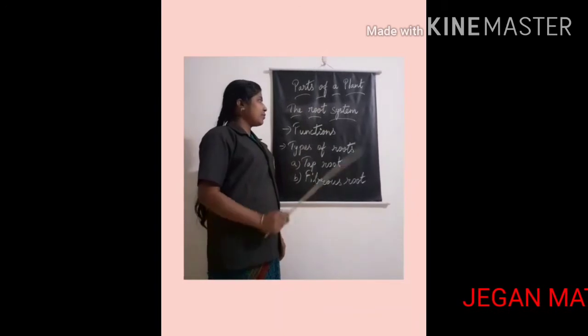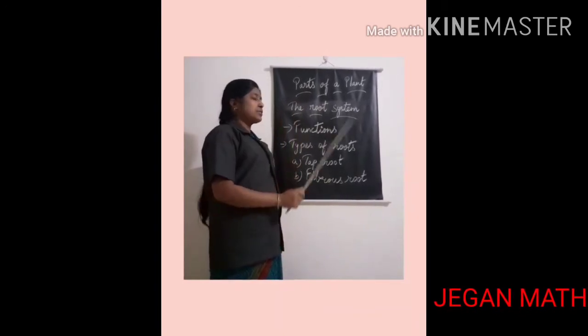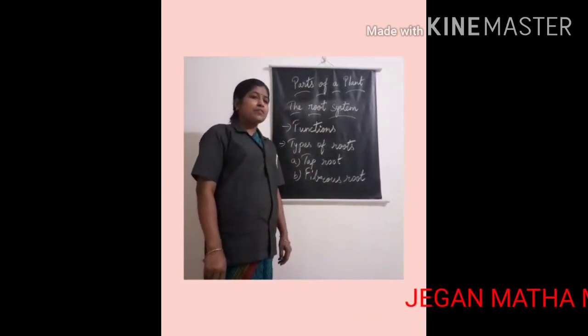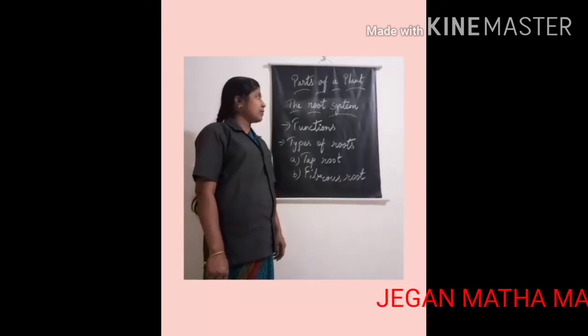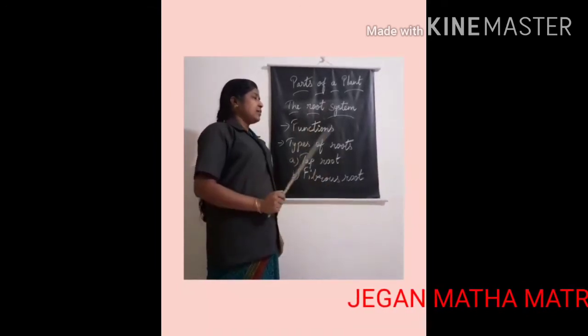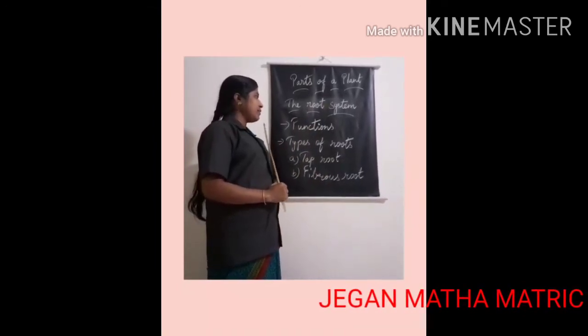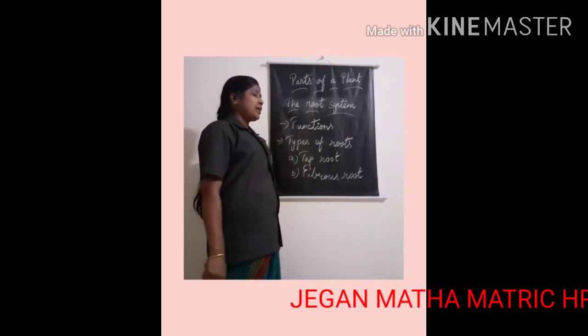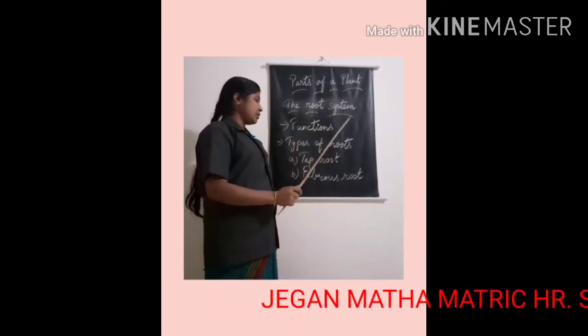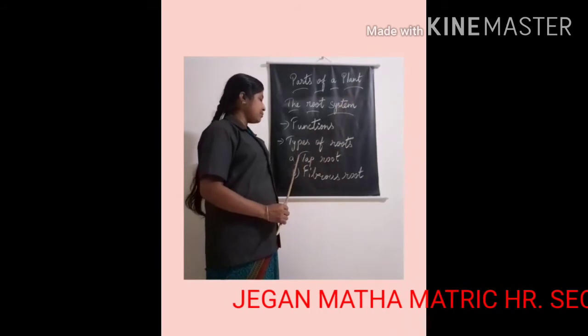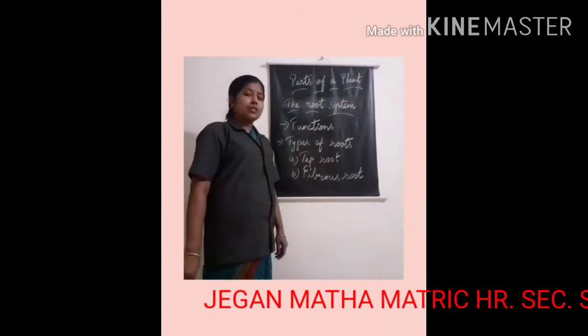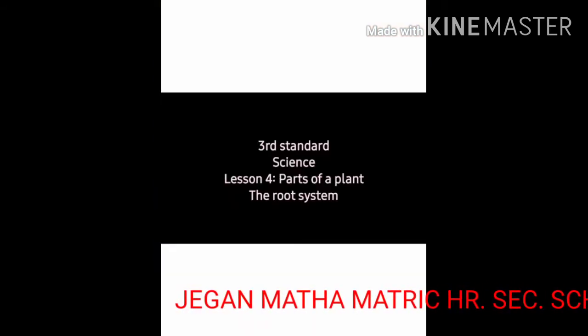In this session, we are going to learn about the root system. The part of the plant which is found below the soil comes under the root system. We are going to learn now the functions of the root system and then the types of roots. There are two types. They are taproot and fibrous root. Let us go into the session.